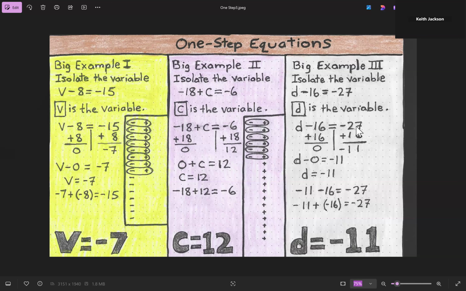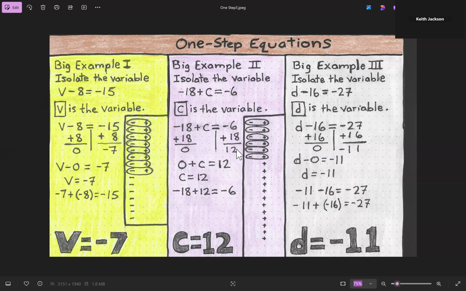Right here, when we add 16 to negative 27, the answer is going to be negative 11. That lets us know that d minus 0 will give us negative 11, which of course lets us know that d is equal to negative 11. Let's plug in negative 11 to make sure that it works in this one-step equation. We have negative 11 minus 16, or plus a negative 16, which will give us negative 27. You can write it this way as well: negative 11 plus negative 16, again, will give us negative 27, which lets us know that d is equal to negative 11.